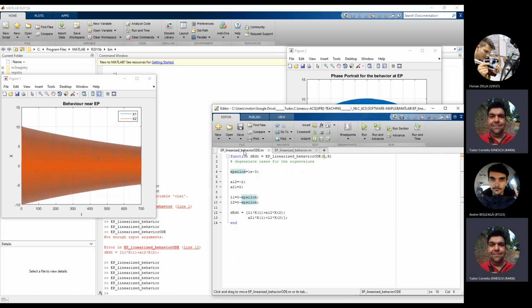So this is degenerate. Center is not good. Linear oscillations are not structurally stable. Linear oscillations are not robust. Like it?